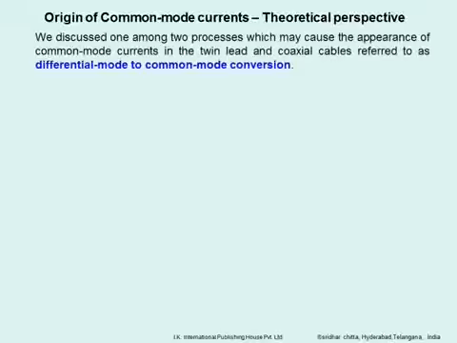We discussed one among two processes which may cause the appearance of common mode currents in the twin lead and coaxial cables, referred to as differential mode to common mode conversion.